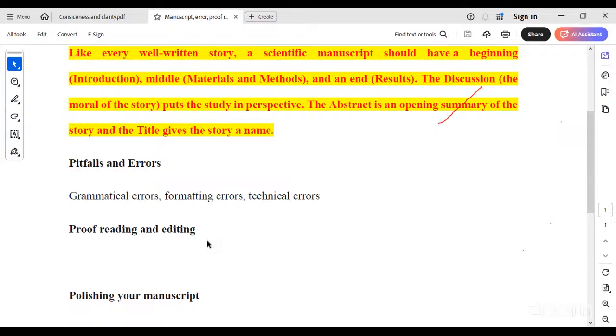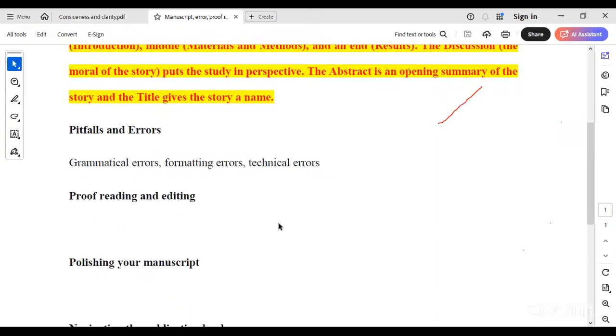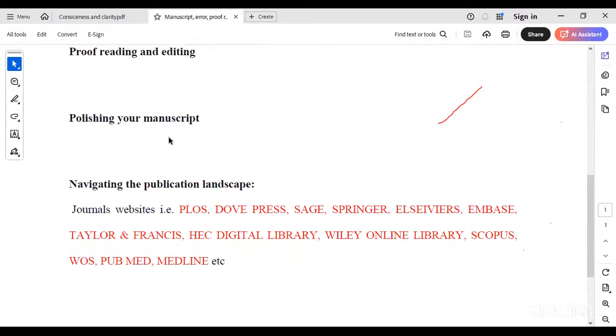So we have to go through the proofreading and the editing process. If a team is working, they should be very careful, very responsible, very professional, and they should go through all the processes and all the pitfalls and errors. So the article cannot be rejected. By going through all these processes, now your manuscript is polished and ready to submit to any particular journal.